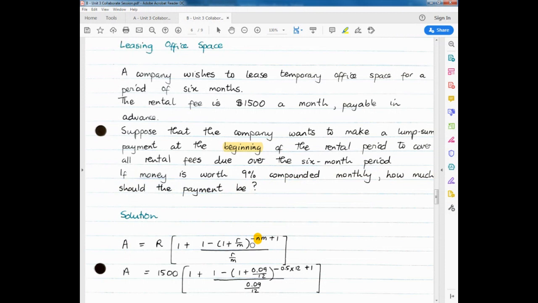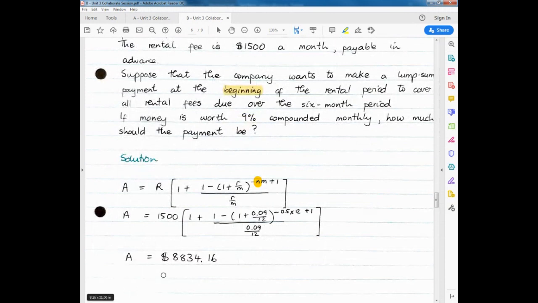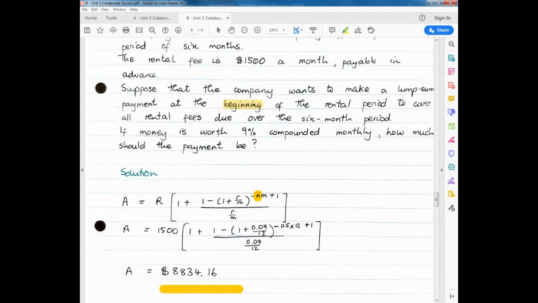If you substitute everything, you find that this company actually should pay 8,834.16. So this now should answer that previous question you had in terms of why it is less than you should actually have. It just means that if you pay it now and it's compounded with that interest rate, it would then be worth 1,500 a month over 6 months. Okay, so do you see that?